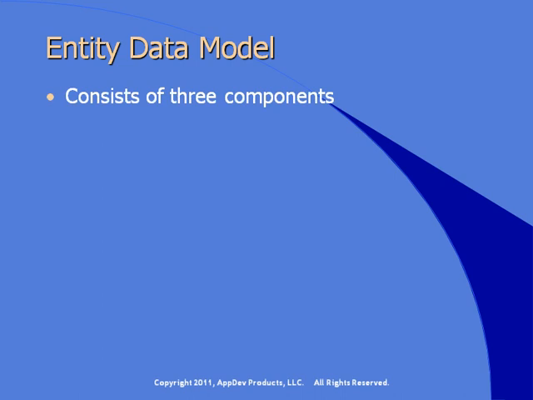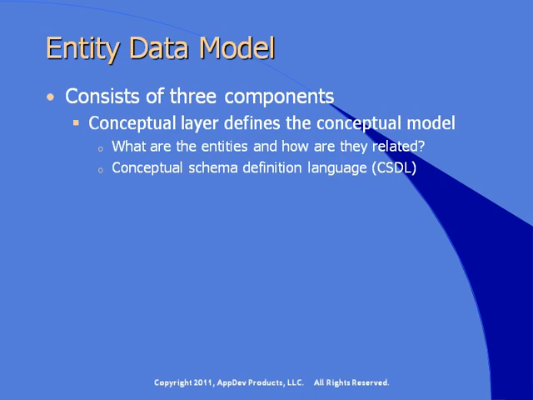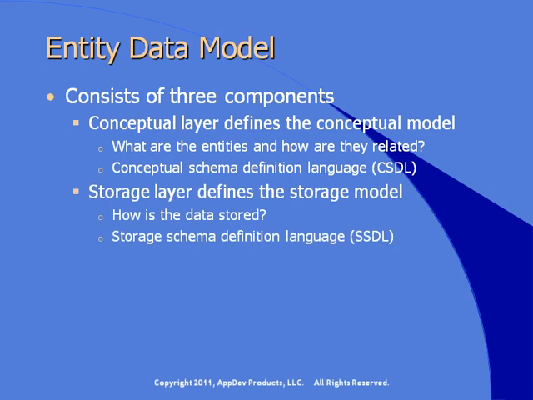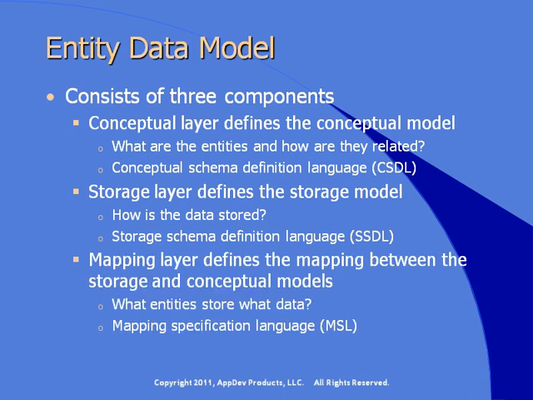So the Entity Data Model consists of three components. The conceptual layer defines your conceptual model. What are the entities and how are they related? And this is expressed as XML using the Conceptual Schema Definition Language, or CSDL. The storage layer defines the storage model. How is the data stored? And that's expressed in XML using the Storage Schema Definition Language, or SSDL. And then finally, the mapping layer defines the mapping between the storage and the conceptual models. So what entities store what data? And that's expressed using the Mapping Specification Language, or MSL.